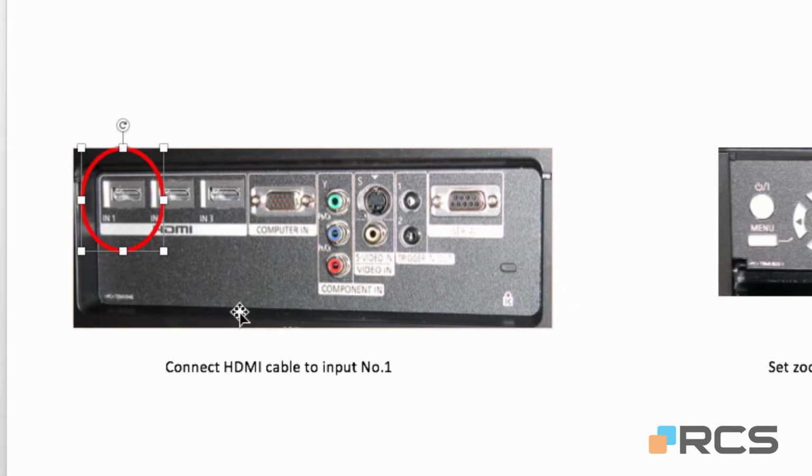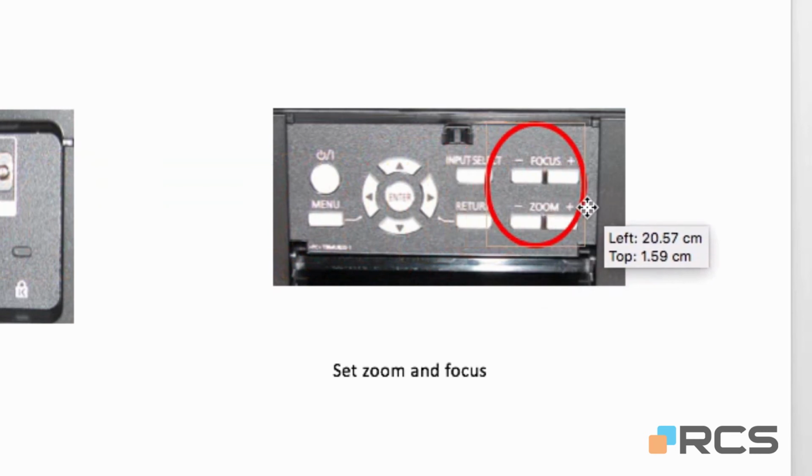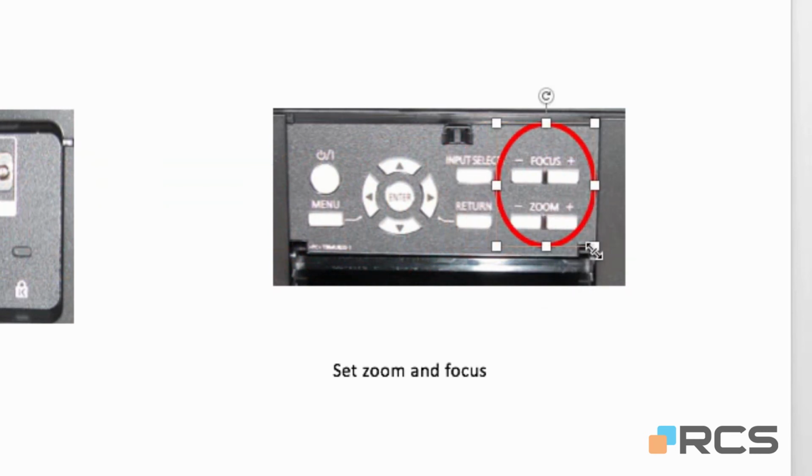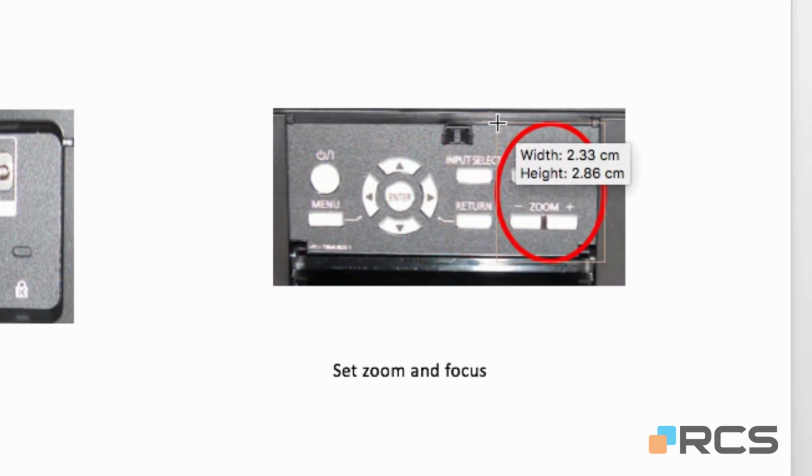I'm going to copy that now. So again, Control C to copy, Control V to paste, and drag that over to my second image and make sure it's covering those focus and zoom options on the control panel there.